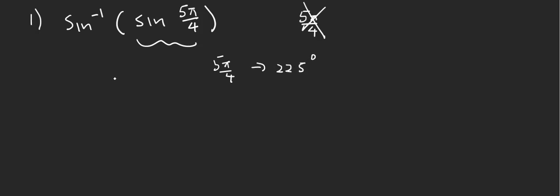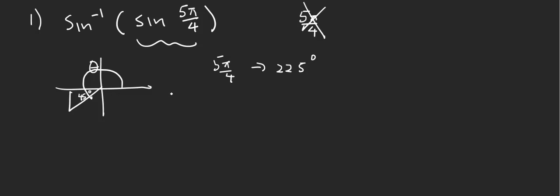Again, if you change 5 pi over 4 to degrees, you're going to get 225 degrees. So where is 225? Well, that's in the third quadrant. So theta is in the third quadrant. What is the reference angle? If theta is 225, the reference angle will be 45.